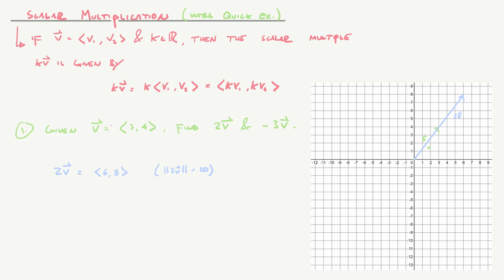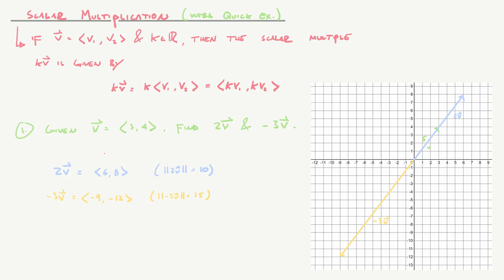But okay, 2 times vector v is going to be the position vector 6, 8, because I'm just multiplying these components by 2. And the magnitude ends up being 10. Now find negative 3 times vector v. Well, that's negative 3 times the components of vector v. So negative 3 times 3 is negative 9, and negative 3 times 4 is negative 12. So we have position vector negative 9, negative 12.